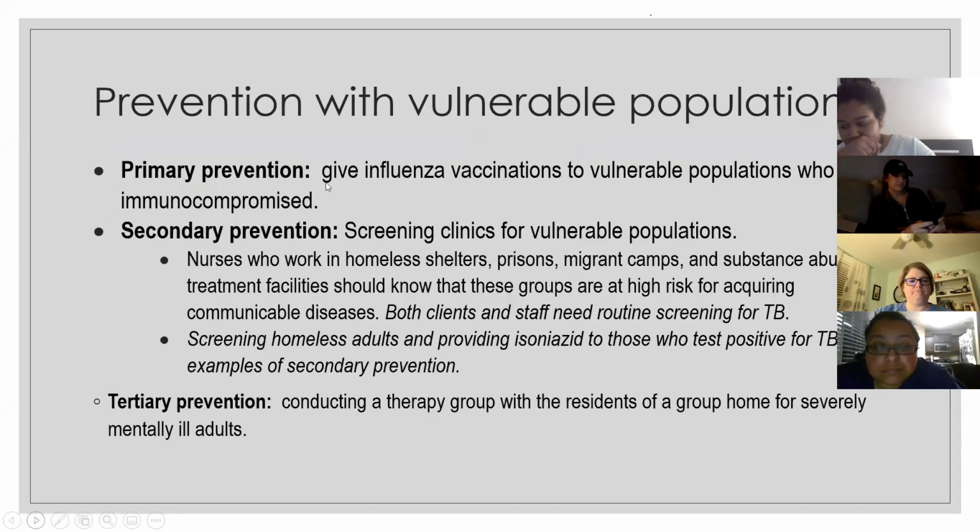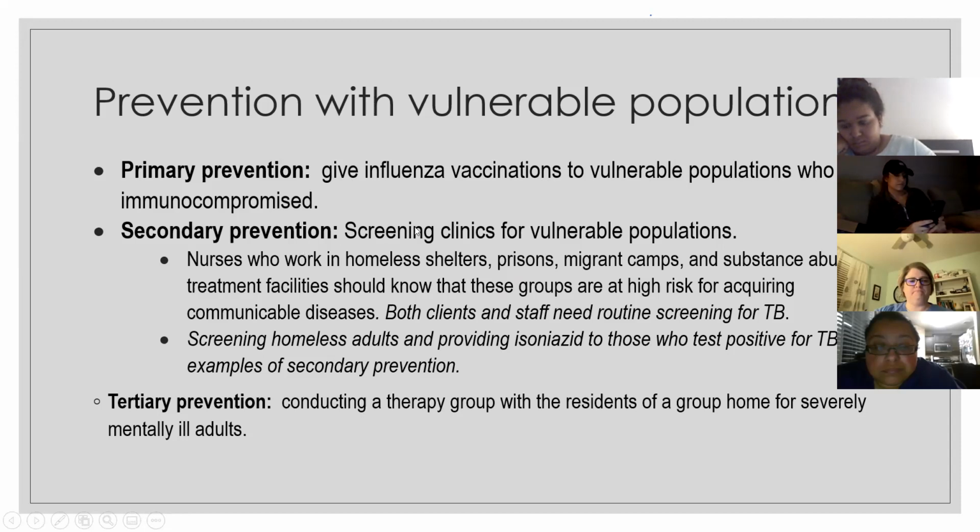All right, so here we go back to our prevention. Our primary is going to be, let's give flu vaccines to those people who are immunocompromised. Or give influenza vaccines to the whole group of them, because they're going to be very susceptible.